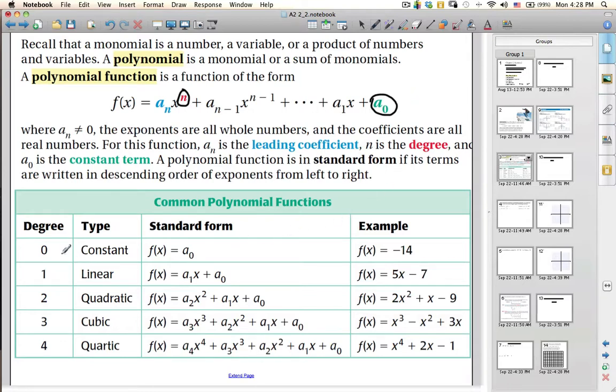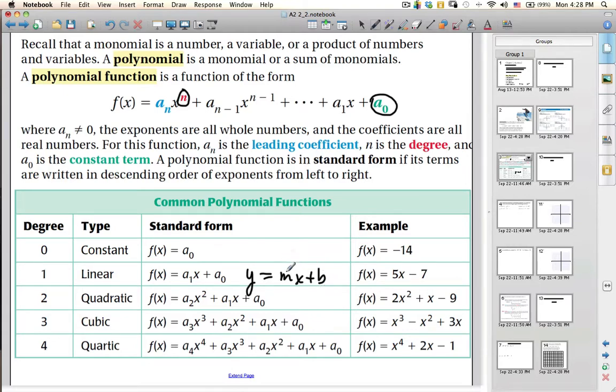So if we have a degree of 0, it's called a constant function. Here's what it looks like. F of x is equal to negative 14. It's a horizontal line. A degree of 1 is a linear function, so it's a sub 1 times x plus a sub 0, or we might talk about y is equal to mx plus b. You can see that b is the constant term.